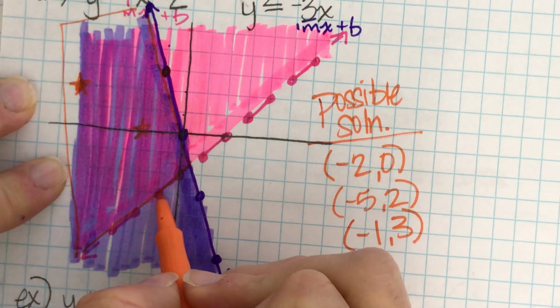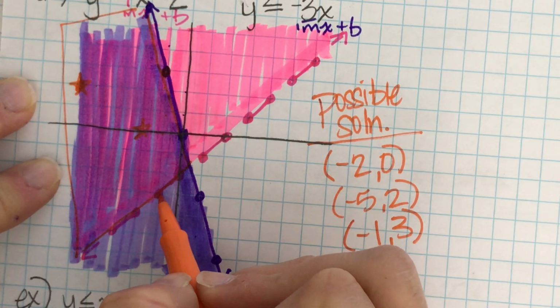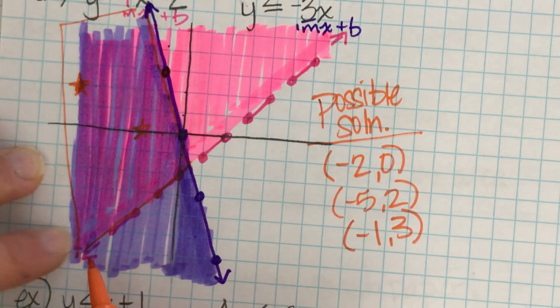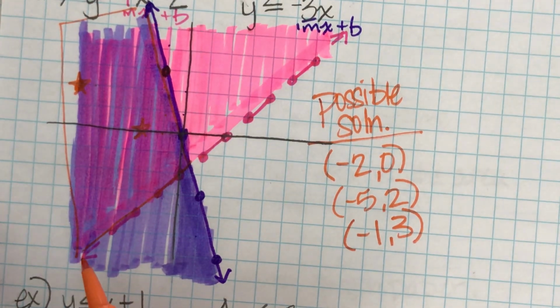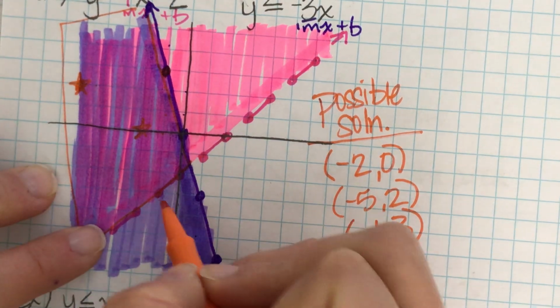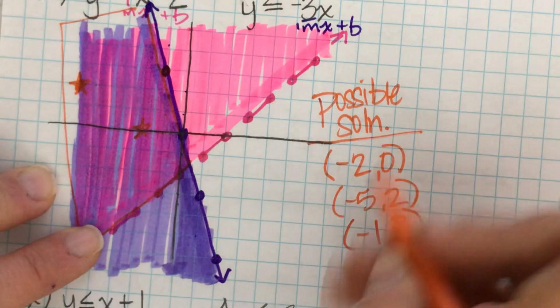Okay, what about this one, this dot here? Well, it's definitely in the middle of that purple section. That's not a problem. But my pink line here is actually a dotted line, which means I cannot include that. So be really careful. That actually is not. So let's see, that would be at -1, -3.